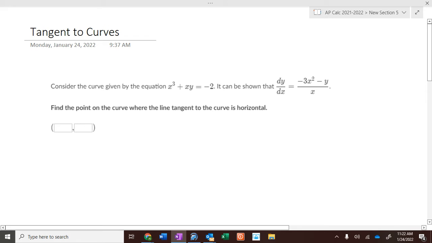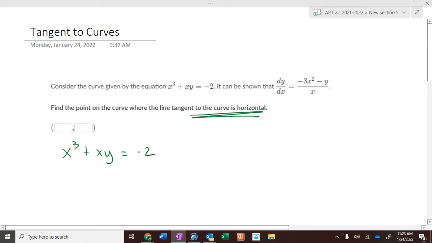Here we go. So, this is some sort of a curve, okay? They give you the first derivative, so you don't even have to do the implicit differentiation. Yeah, well, too bad. You don't even have to do the first derivative for implicit differentiation. They do it for you, okay? So, there's three things you need to do. There's three equations that you need to solve simultaneously. x cubed plus xy equals negative 2 is the first equation, okay?